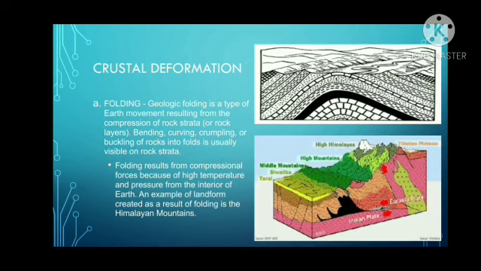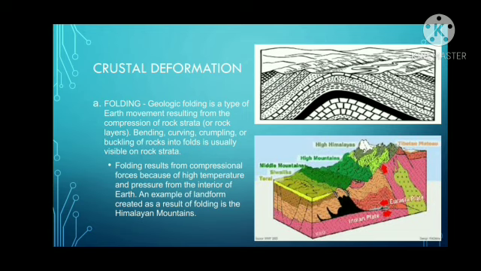So we have the first type of crustal deformation, the folding. Geologic folding is a type of earth movement resulting from the compression of rock strata, or rock layers. Bending, curving, crumpling, or buckling of rocks into folds is usually visible on the strata. Folding results from compressional forces because of high temperature and pressure from the interior of the Earth.